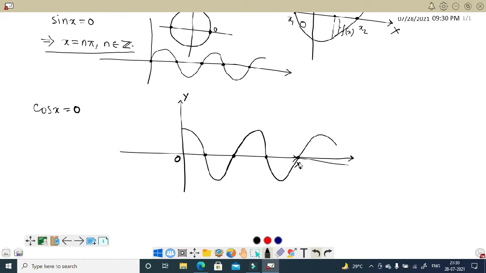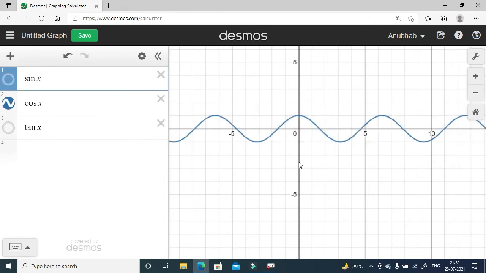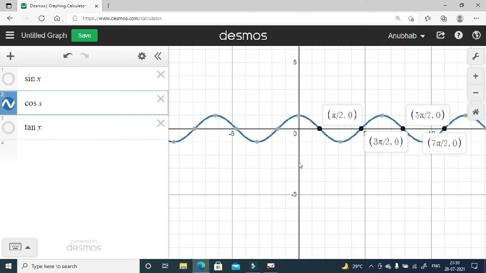So let us see properly what is the graph of cos x. You see here, if I remove the graph of sin x and activate the graph of cos x, this will be the picture. And you see, these are the points of intersection with the x-axis. The first point here is pi by 2 comma 0, that means x equals pi by 2, x equals 3 pi by 2, x equals 5 pi by 2, 7 pi by 2, and so on. And also the negative side, minus pi by 2, minus 3 pi by 2, minus 5 pi by 2, and so on.